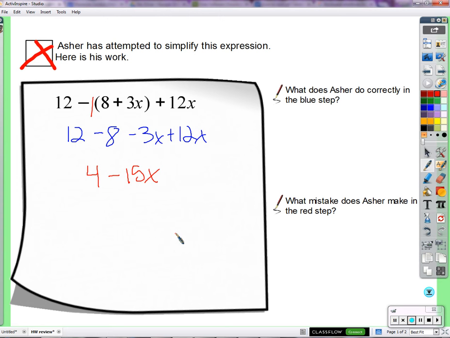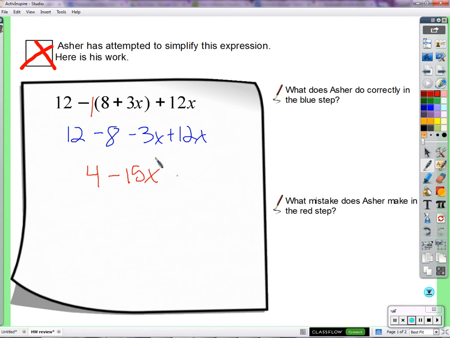Negative 3x plus 12x is not 15x. It's actually 9x. It is 9x. Positive 9x. Now, what's Asher's reasoning? He's got a negative 15x. Okay, yes. Negative as well. Yeah, as well.